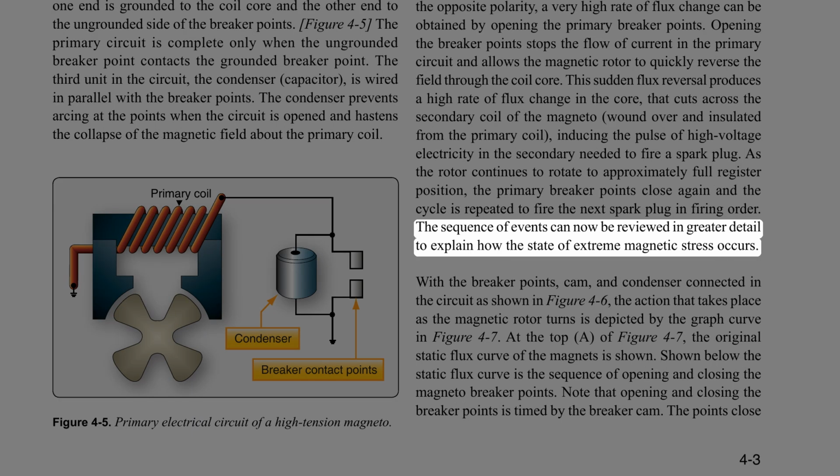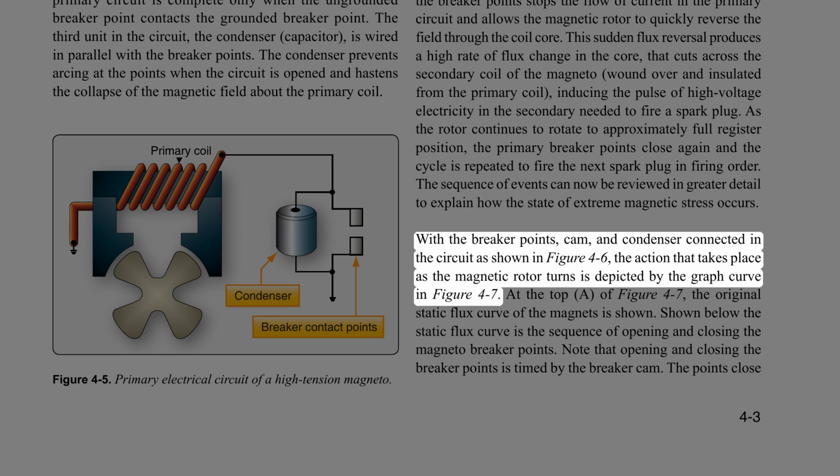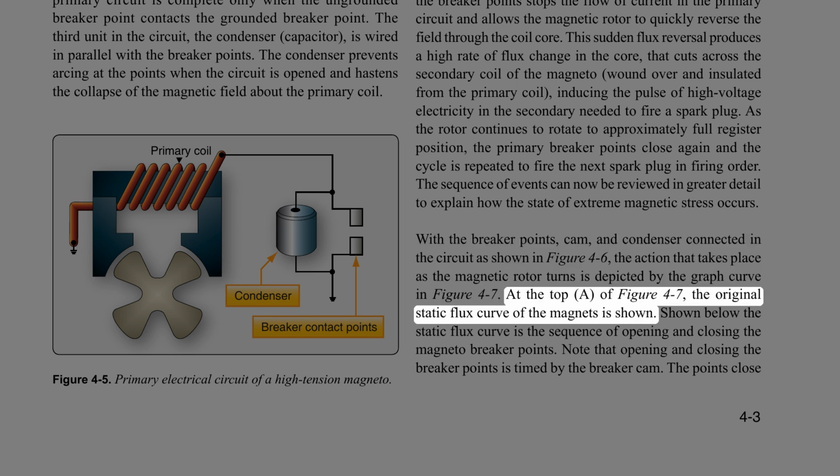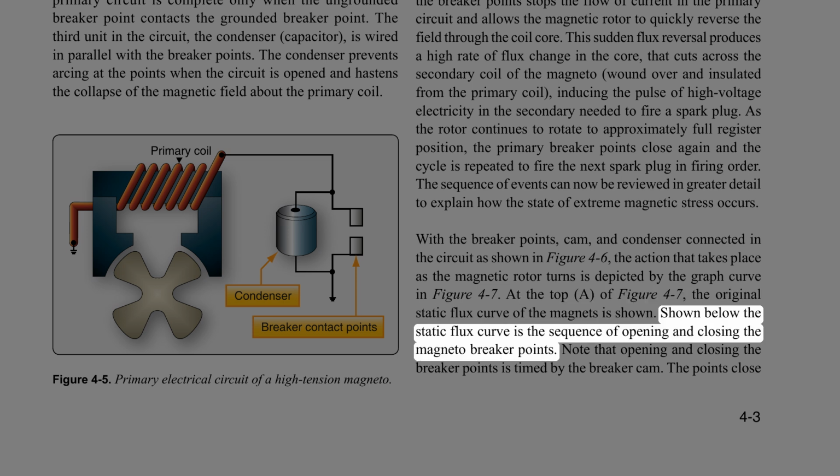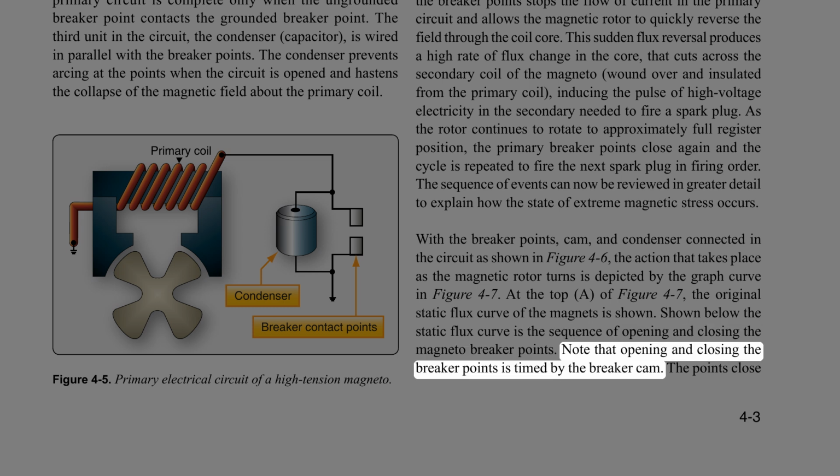The sequence of events can now be reviewed in greater detail to explain how the state of extreme magnetic stress occurs. With the breaker points, cam, and condenser connected in the circuit as shown in Figure 4-6, the action that takes place as the magnetic rotor turns is depicted by the graph curve in Figure 4-7. At the top, A, of Figure 4-7, the original static flux curve of the magnets is shown. Shown below the static flux curve is the sequence of opening and closing the magneto breaker points. Note that opening and closing the breaker points is timed by the breaker cam.